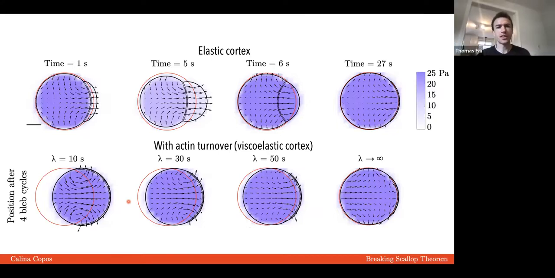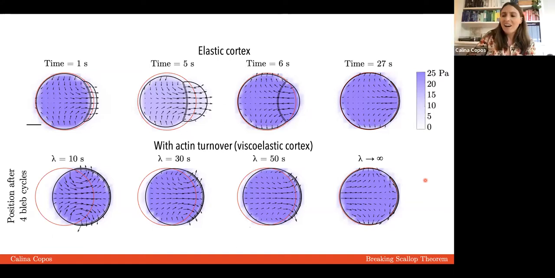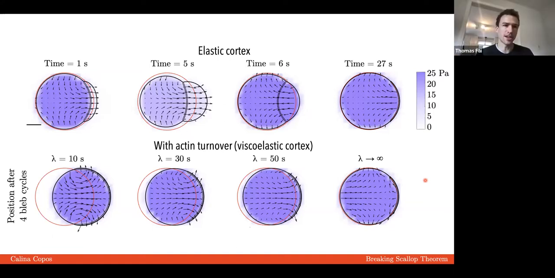So, Calina, is one way of thinking about this that once you add in this kind of turnover in the membrane, that sequence of deformations that you showed us earlier, where this bleb goes out, the bleb comes in, is now kind of changing into a power stroke and return stroke, where when the bleb goes out it has maybe one radius, but then because this cortex is remodeling, when it's being withdrawn, it's going through a different sequence of shapes.